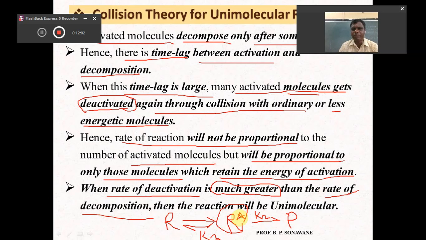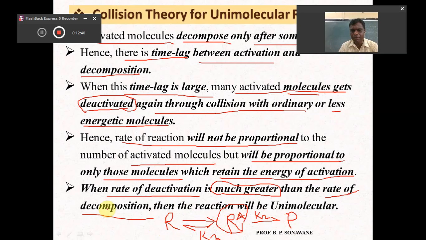If the rate of deactivation is greater than the rate of decomposition, then the reaction will be unimolecular. It means that whenever the rate of backward reaction is much greater than the rate of forward reaction, it will be simply unimolecular. When an activated molecule gets converted into product, this is the rate of forward reaction, or the rate of decomposition. When the activated molecule is reconverted into reactant, this is called the rate of deactivation, or rate of backward reaction.